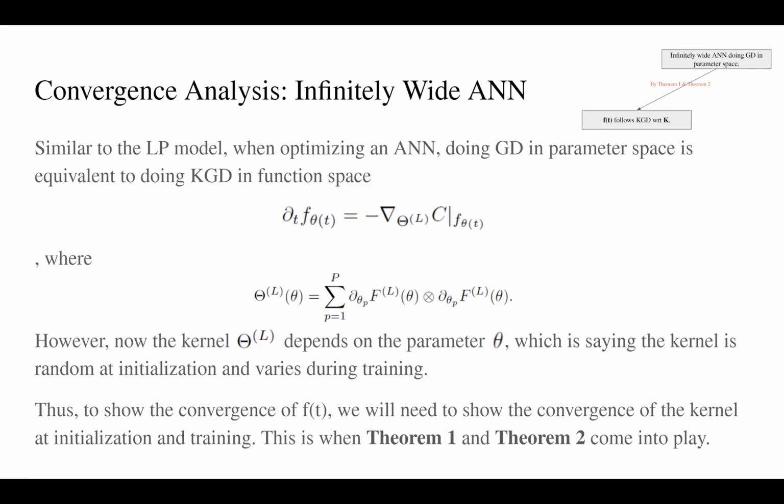And also when you are training, because your network parameter theta is changing, your tangent kernel is also changing. So in order to go back to the base case, we will need to show that the kernel converges at initialization and stays unchanged during the training process. This is where Theorem 1 and Theorem 2 come into play.